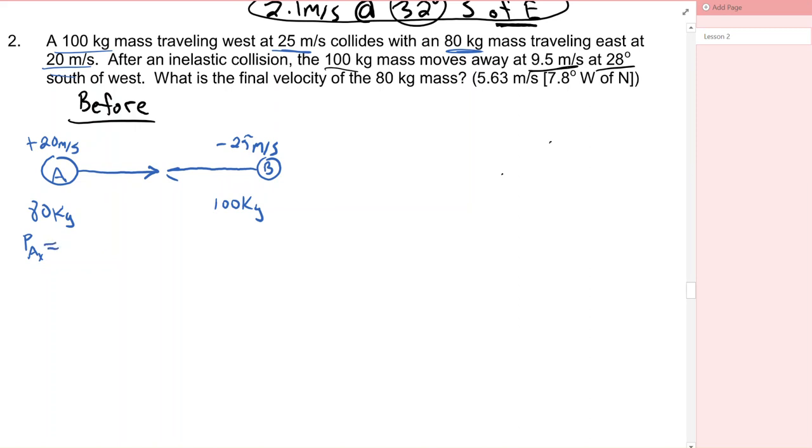So momentum of ball A in the x is equal to mass times velocity, so 80 times 20. So it's going to be 1,600 kilogram meters per second. I'm going to put a box around that because we're going to need it for later. And then I'm going to do the same for ball B. So momentum of B in the x, this is before, is going to be negative 2,500 kilogram meters per second.